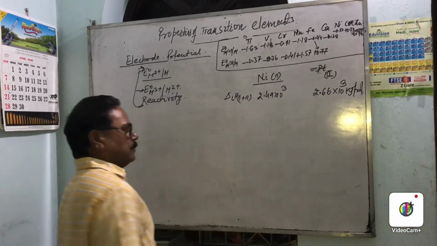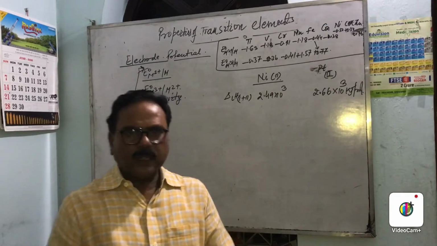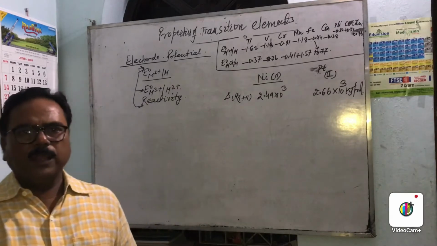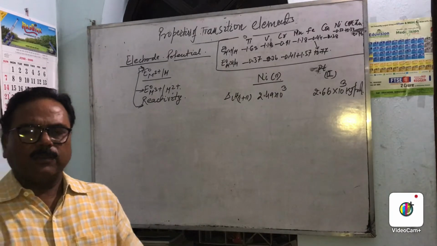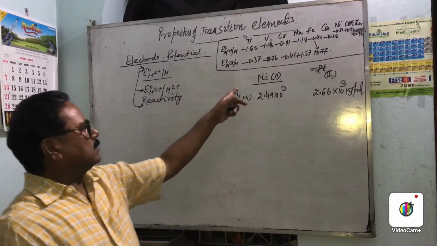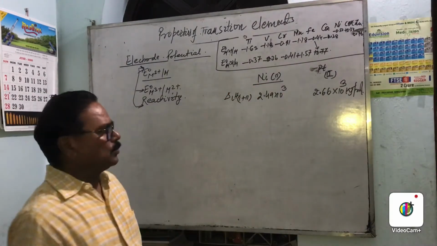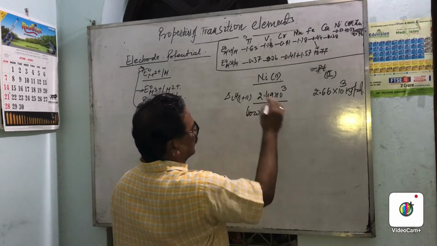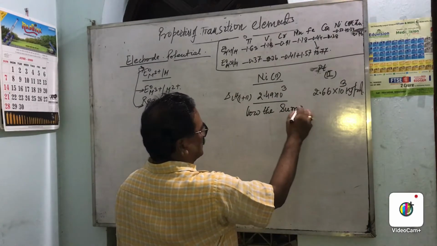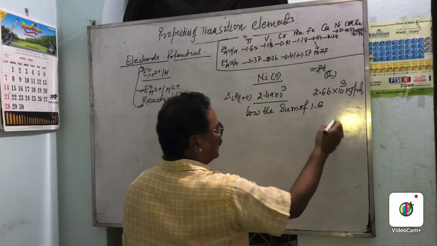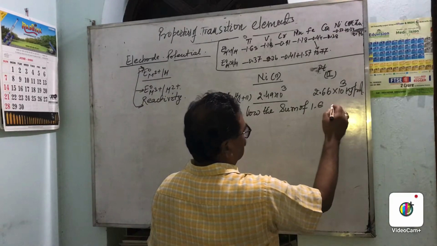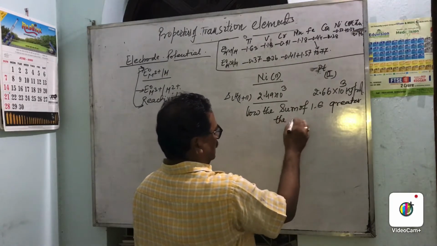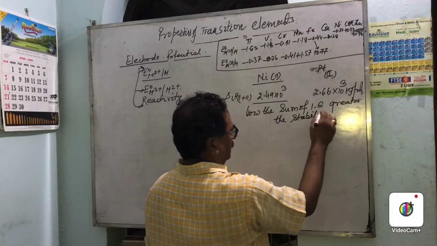So what clue does it give? The ionization energy gives a clue of the stability of a transition metal in a particular state. Which state will be stable in the solid form? Nickel 2 and platinum 2. So the lower the sum of ionization energy, the greater the stability. Sum of ionization energy, greater the stability.